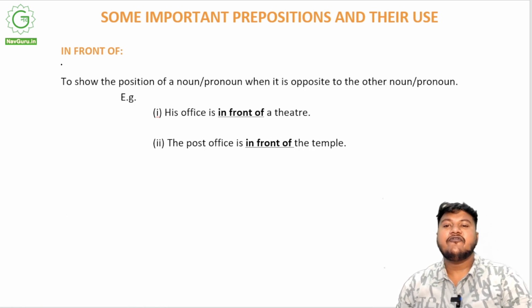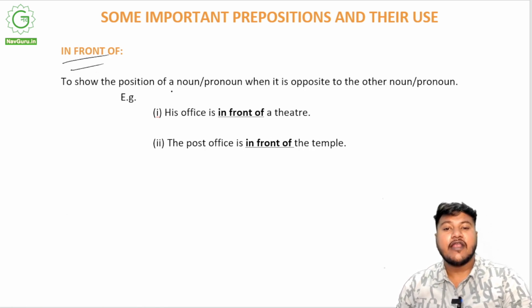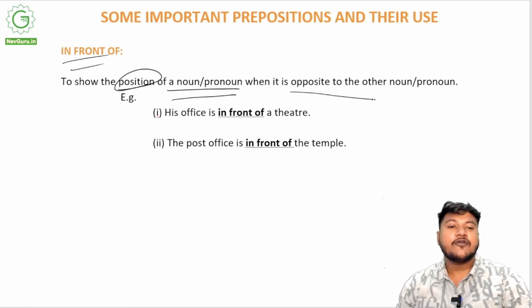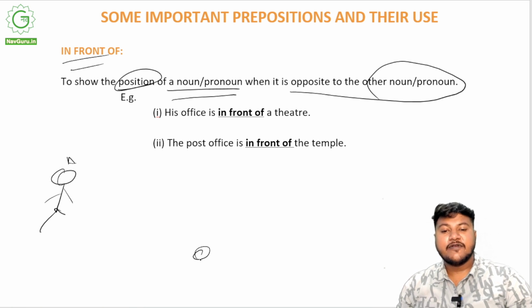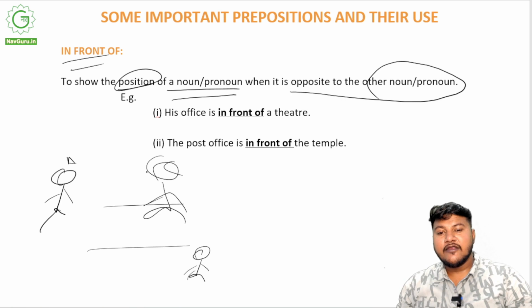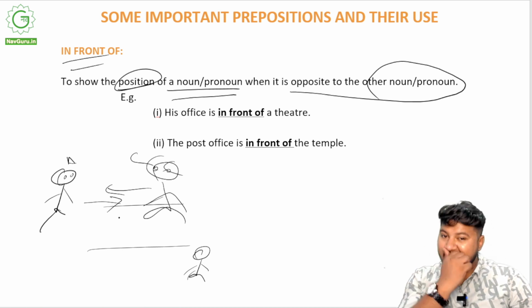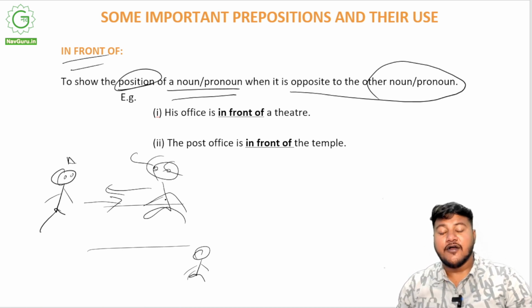In front of. In front of is used to show the position of a noun or a pronoun when it is opposite to the other noun or pronoun. So this is person A, this is person B. Are they in front of each other? No. This is a different road, this is a different road. But yes, if this is person B, and he is facing towards person A, so they are both standing in front of each other, right?